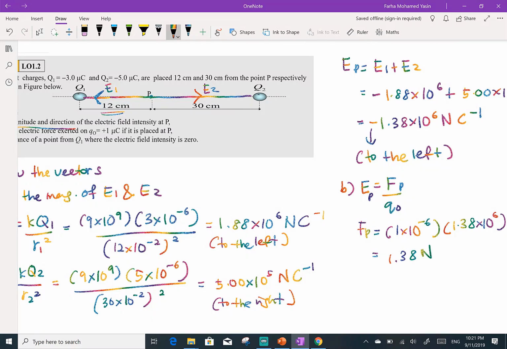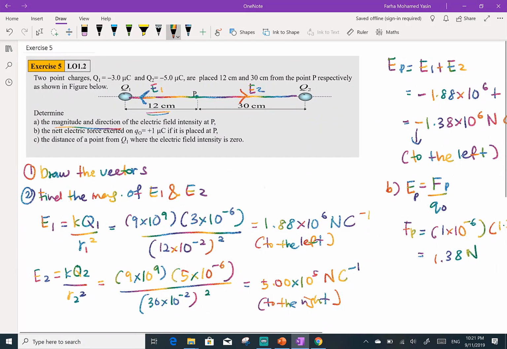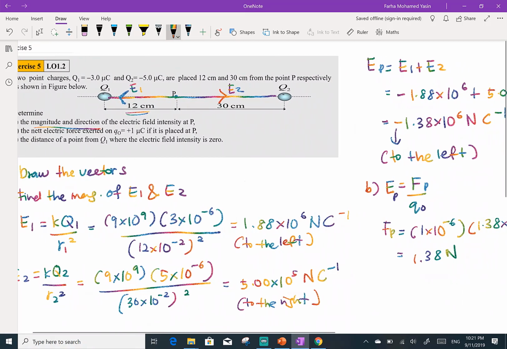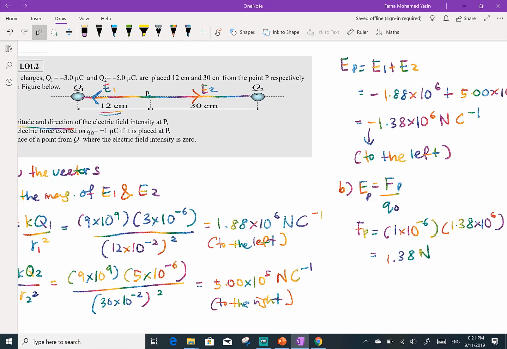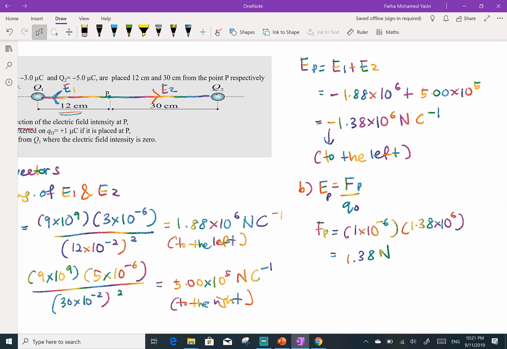Okay, tadi kita dah tahu, iaitu dalam soalan tu, the net electric force exerted on Q0 if it is placed at P. Okay, untuk jawapan tadi, EP to the left. Okay, so means that arah E dan arah FP adalah sama, iaitu to the left. Okay, so itu untuk B.